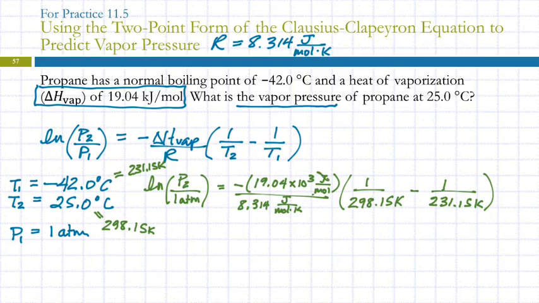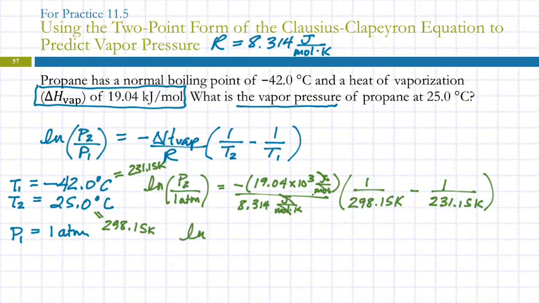So the joules are going to cancel out, the moles are going to cancel out. It's a little harder to see the Kelvin business. Here I have 1 over Kelvin, so this Kelvin is actually in the numerator. That's going to cancel these Kelvins in the denominator. So I need to stick this into my calculator. I've got a TI-36X Pro, so I'm going to do negative 19.04 EE3 divided by 8.314 times, then I'm going to use parentheses, 1 divided by 298.15 minus 1 divided by 231.15. Close the parentheses, press equals.